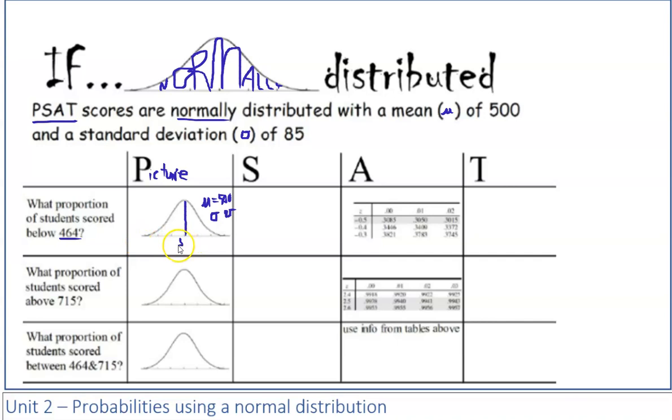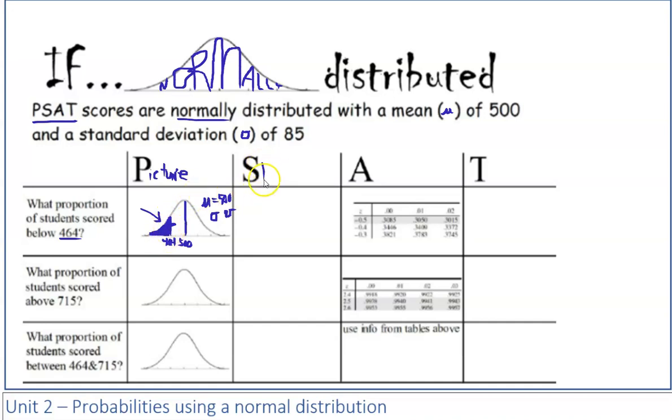Well, if the mean is at 500, and that obviously is in the middle in a nice normally distributed set of data, then I don't know exactly where 464 is, but I'm just going to roughly put it in. The important part is that you put it on the left of the mean, because 464 is less than the mean of 500, and they were asking what percent of students scored below that. So now that we know we're looking for the area under the normal curve to the left of 464, we can begin our process.